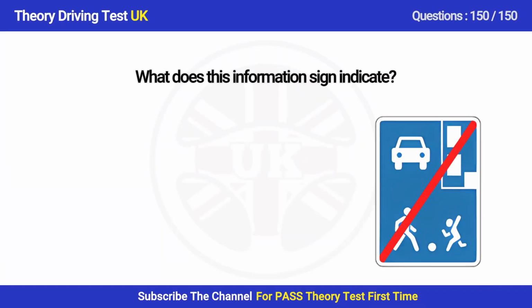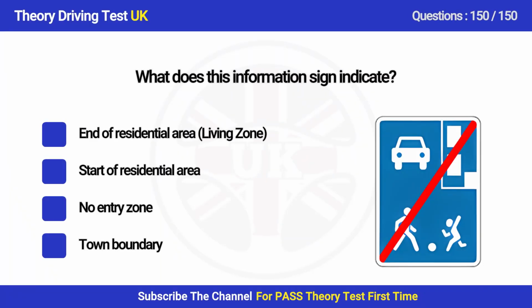Question 150. What does this information sign indicate? A, end of residential area living zone, B, start of residential area, C, no entry zone, D, town boundary.